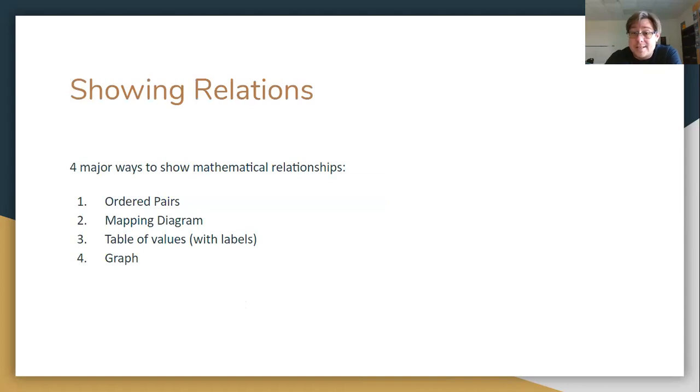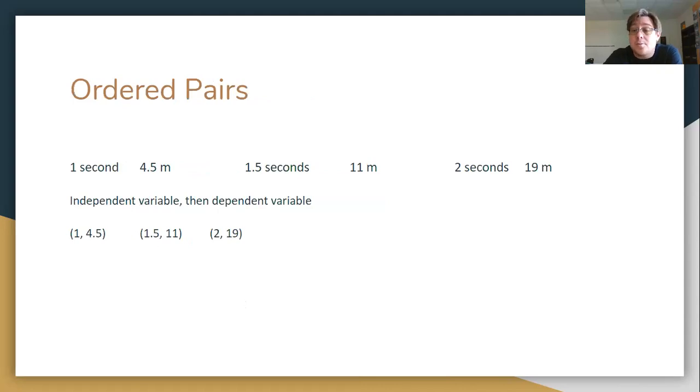Now we have 4 ways in math of showing these types of relationships. We can show them with ordered pairs, we can create a mapping diagram, we can form a table, or we can actually graph it. So we're going to take a look at each of those for our specific example here. First are ordered pairs. Ordered pairs always link the independent variable and then the dependent variable. And that's where it gets its name. It's ordered, so it has to be the same order for all the data, the x and then the y, the h and then the k, whatever it might be, but it has to maintain that order.